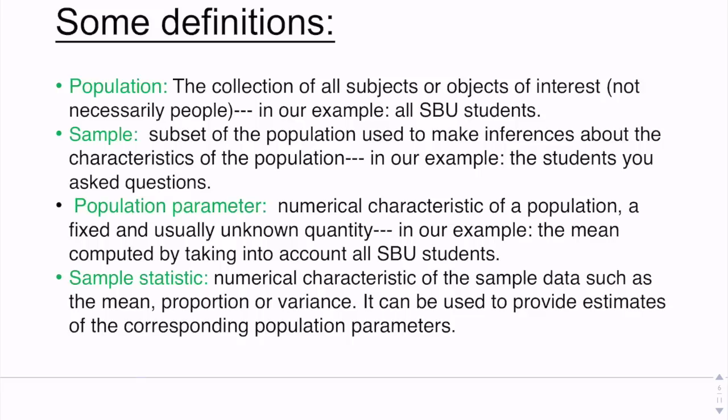For instance, for our case, if you go and ask the entire Stony Brook University students, each individual, about the number of times they check their Facebook or Instagram, and then if you compute the average, this is called the population parameter. This is the mean of this population. It is fixed. It's not going to change because you consider the entire population.